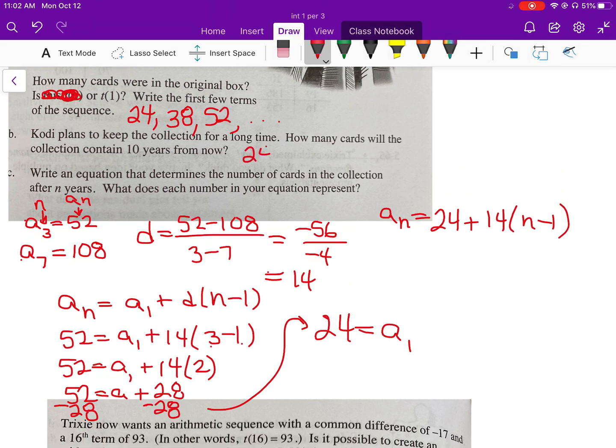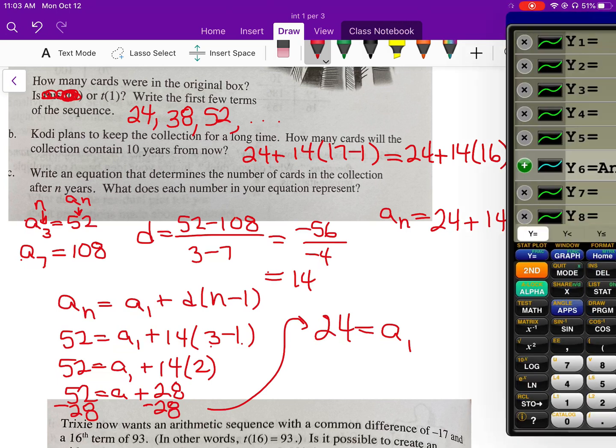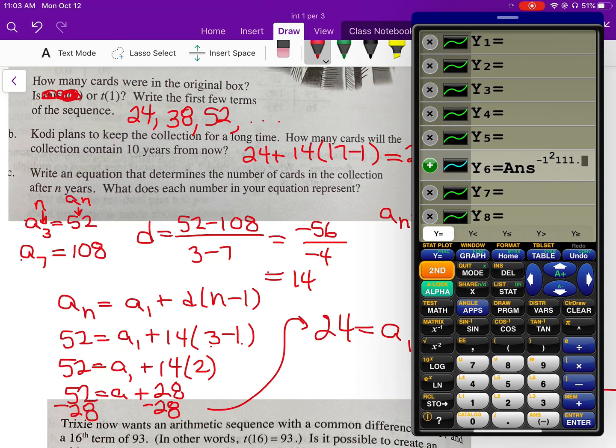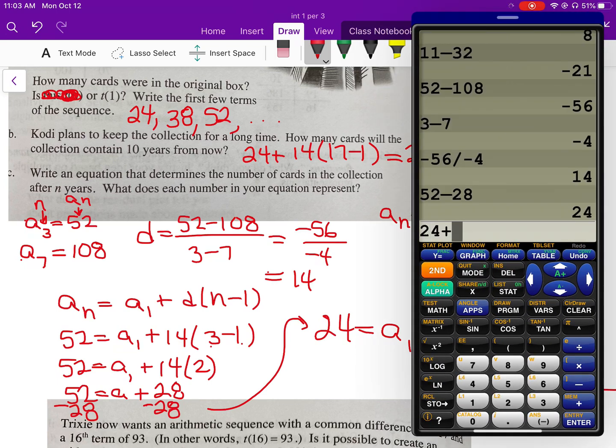So it'd be 24 plus 14 times 17 minus 1. You get 248.